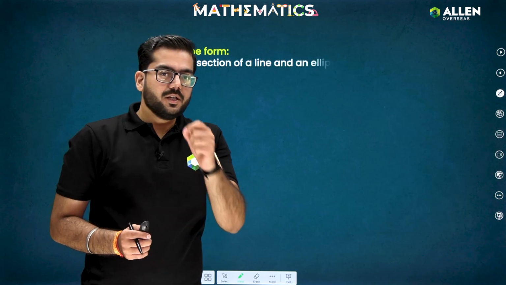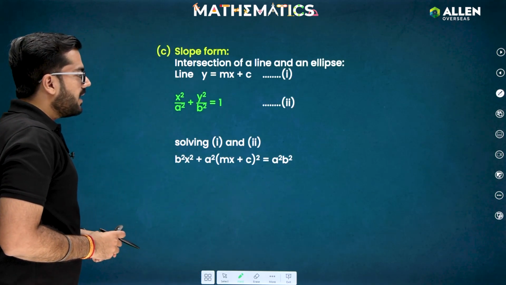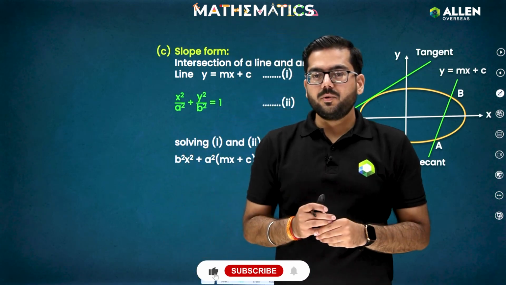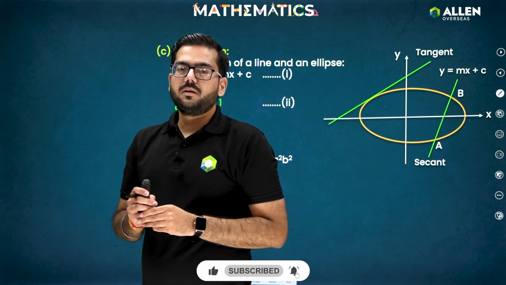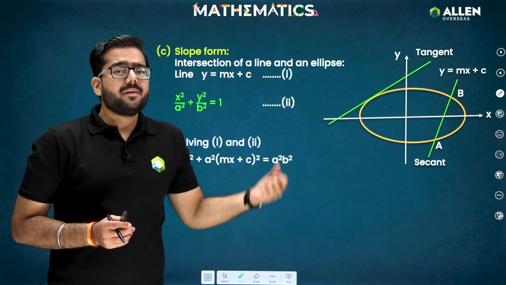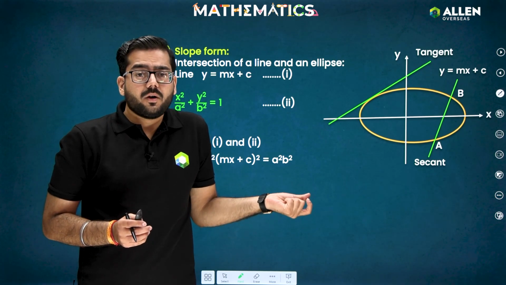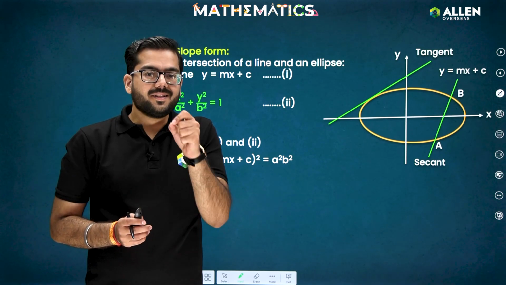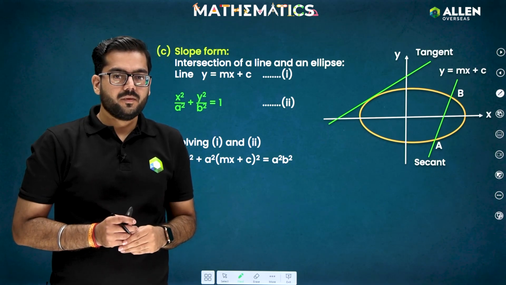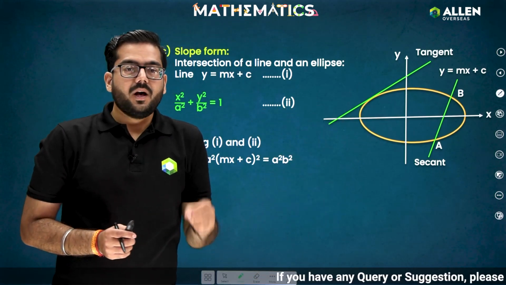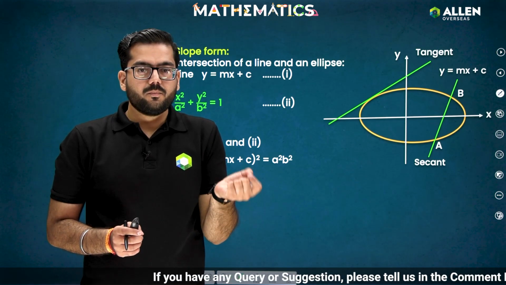Now the next one is slope form, and the slope form is a very important one. As I told you, we have the parabola as well as the circle. If you have an external point, I don't have a point of contact this time. First of all, you need to understand the need of slope form. For example, you have one ellipse, but this time I am not giving you the point of contact.